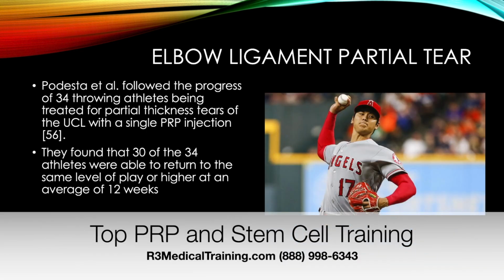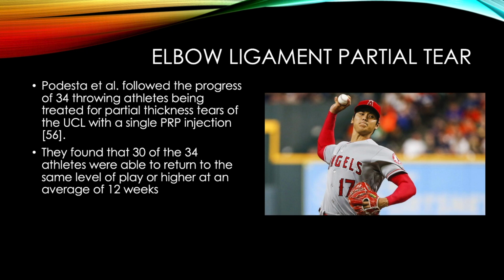All right, so partial tears of elbow ligaments. In the major leagues, this is the ulnar collateral ligament, right? And then a lot of times if you have a significant tear in that or a full tear, the pitcher goes on to need Tommy John surgery. However, it may not be necessary with PRP. So Podesta et al. followed the progress of 34 throwing athletes who had partial thickness tears, who only had a single PRP injection, and 30 of them were able to return to the same level of play or higher within a few months.